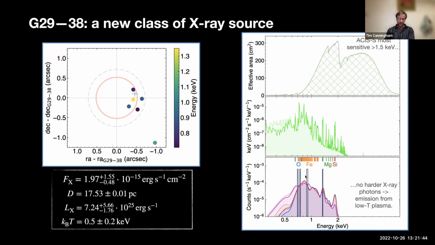From our 5 photons, we can fit spectral models. So we fit 6 different models, a combination of 2 plasma models, an isothermal model and a cooling flow model, with 3 different abundance profiles. And this allows us to constrain the plasma temperature. And from that, we can derive an X-ray flux.